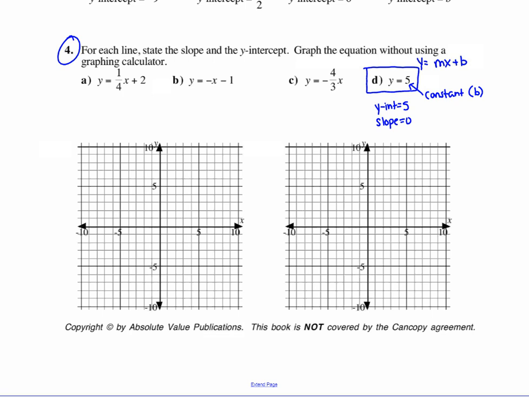What kind of line has a slope of 0? A horizontal line. Right? So here's my y-intercept. And it will be horizontal. So if you ever have an equation that's y equals some constant, then it's going to be a horizontal line. If you ever have x equals a constant, for example, x equals 2 is your equation, guess what type of line that will be? Vertical. It's a vertical line.